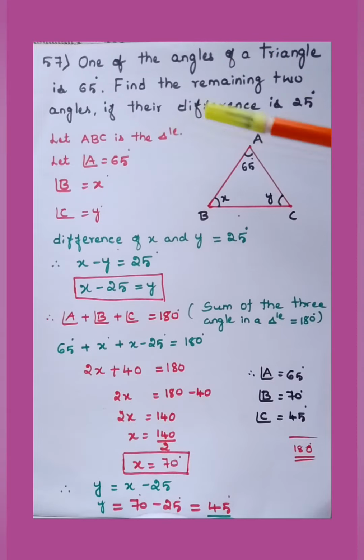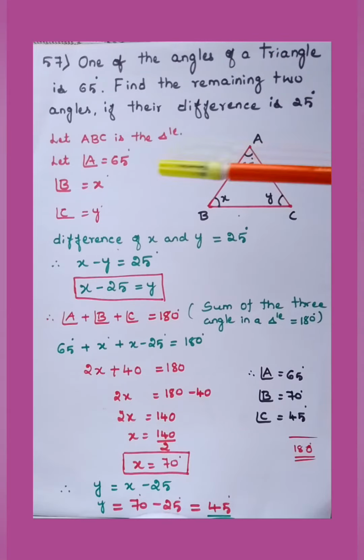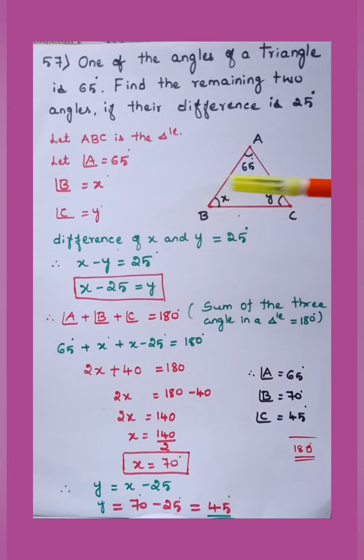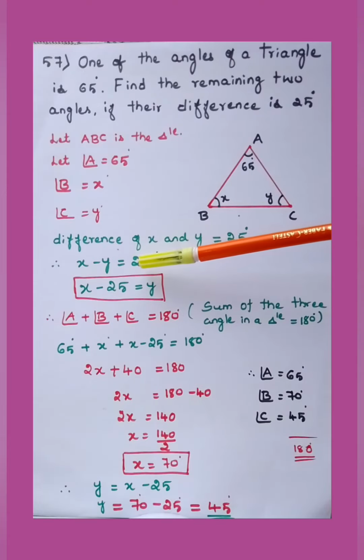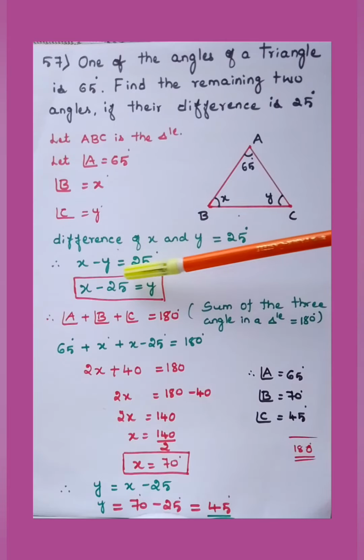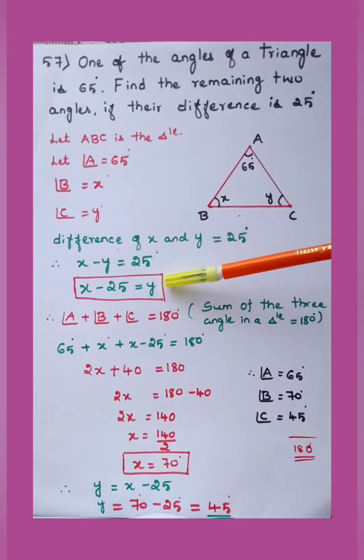So let ABC be a triangle, and let A be 65 degree, B is equal to X, and C is equal to Y. They have already given one angle as 65, and the remaining 2 angles have a difference of 25. So the difference of X and Y, X minus Y, is equal to 25. You shift this 25 to the left hand side, that becomes X minus 25, which is equal to Y. Therefore Y value will be X minus 25.